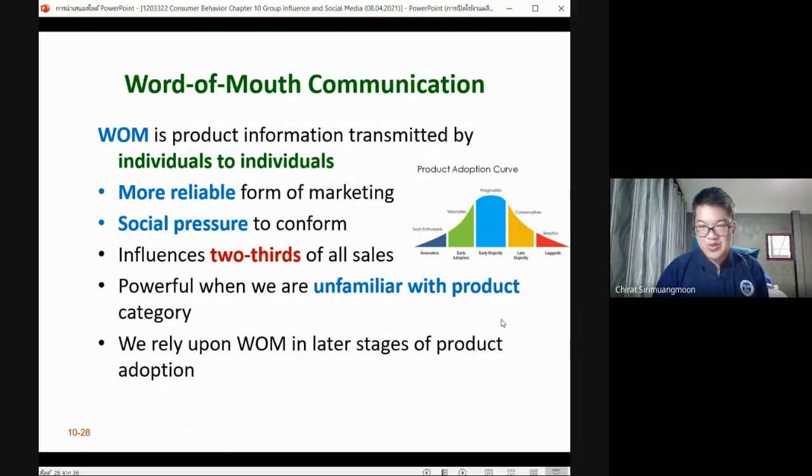The things that you talk about with your friend are more reliable than the things that you hear from the media, they said. And social pressure to conform, because when you need to follow the majority of the group, word of mouth spreads fast and makes you feel like you need to follow it. And this one influences two-thirds of our sales. Trust me, if you have 100% sales, around 67% usually come from word of mouth, transferred from one person to another person directly.